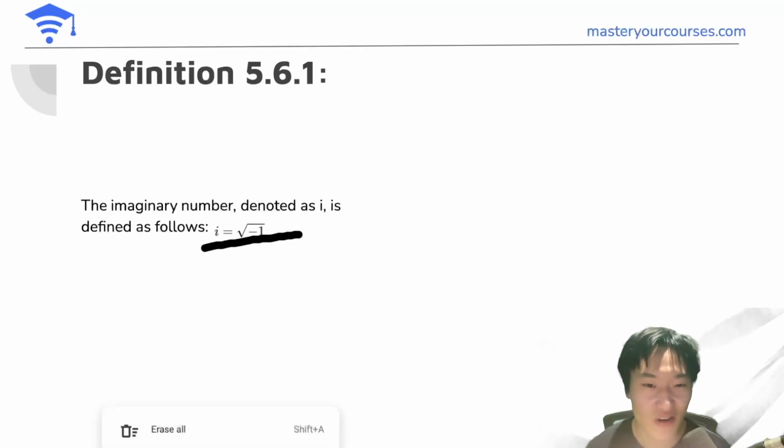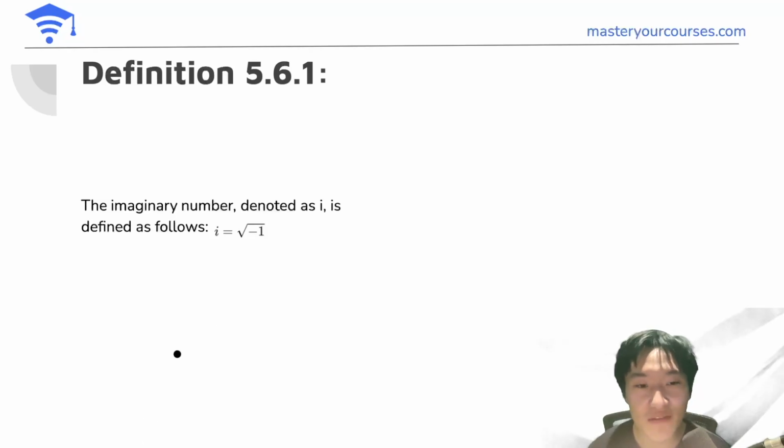It's just the square root of negative 1, right? The value itself doesn't actually exist. So we can't actually write it down and say, oh, this is approximately 0 point something. It just doesn't exist. But because it doesn't exist, it's an imaginary number, and we give it a variable i.